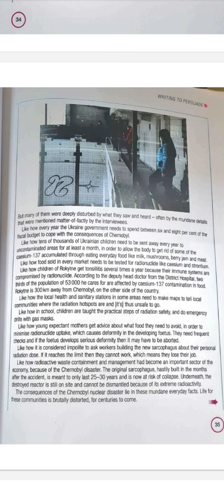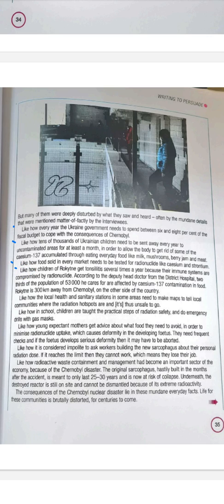Like how tens of thousands of Ukrainian children need to be sent away every year to uncontaminated areas for at least a month in order to allow the body to get rid of some of the cesium-137 accumulated through eating everyday food like milk, mushrooms, berry jam, and meat. So it's very evident what this writer did here with "like," and we're going to see "like" here as well. A lot of likes. Repetition. She's trying to give us examples and make it easy for us to remember them.